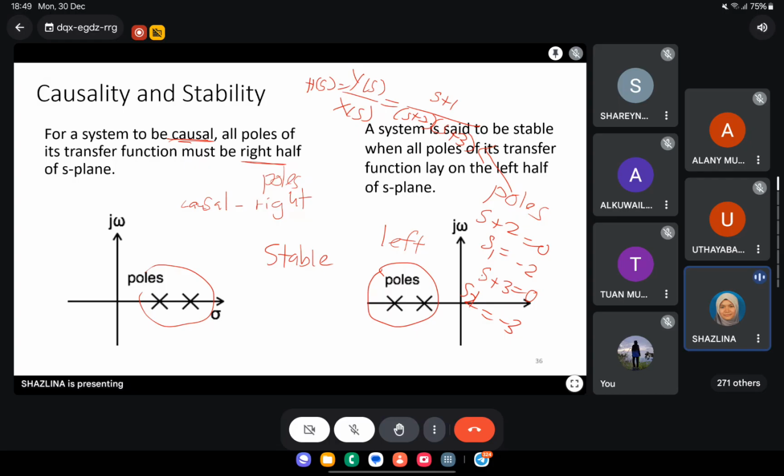So if the pole is on the left side, which is minus, then the system is said to be stable. If your pole is on the right side, let's say s minus 1, s minus 2, then s minus 1 equals 0, your pole is 1, and s minus 2 equals 0, your pole is 2, meaning it's on the right side. So the system is causal.